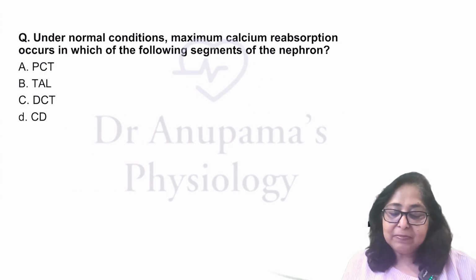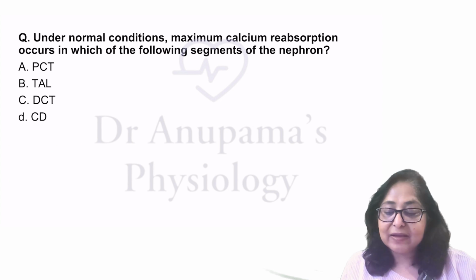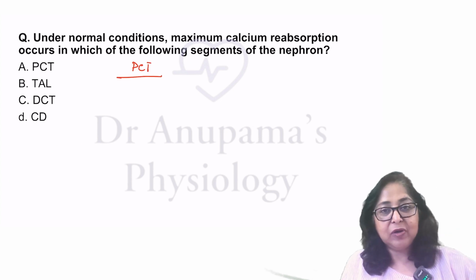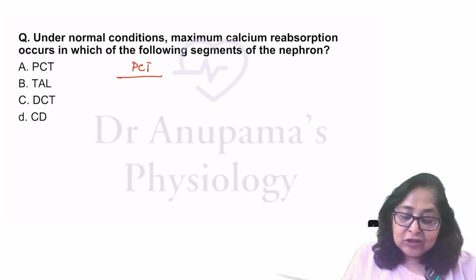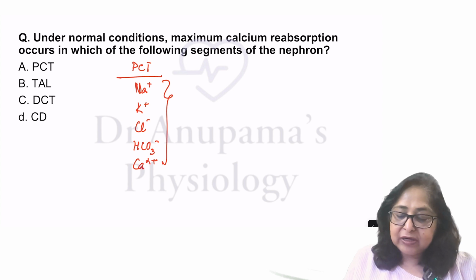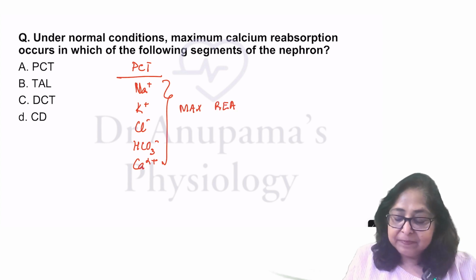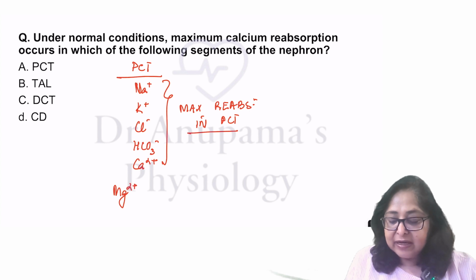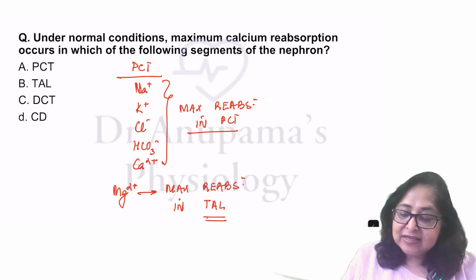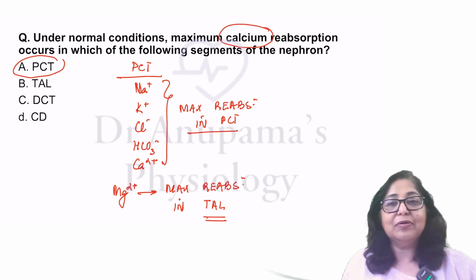Under normal conditions, maximum calcium reabsorption occurs in which of the following segments of the nephron? Now please remember, it is the PCT which is the site of maximum reabsorption of most solutes, including electrolytes. So sodium, potassium, chloride, bicarbonate, calcium, their maximum reabsorption occurs in the PCT. There is one electrolyte, and that is magnesium. For magnesium, the maximum reabsorption is not in the PCT, but in fact in the thick ascending limb. So since this question says calcium reabsorption, the answer is without a doubt PCT.